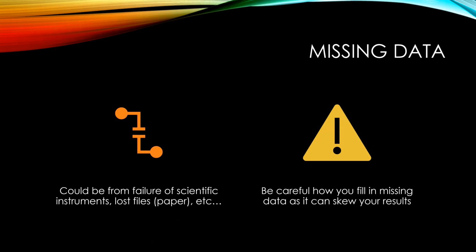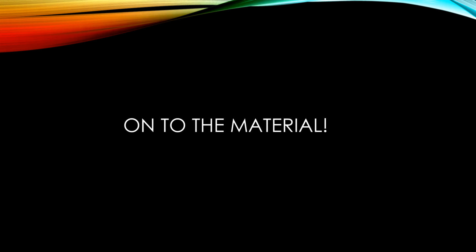Some examples of how you can have missing data: maybe you had some sort of scientific instrument that was measuring temperature data over time or something, and it failed. And now you have a block of time where there's no data. And so that might skew your data a bit. But you have to be really careful about how you fill in missing data, like null and NA fields, because that can also change how your model behaves in the end. So let's get on to the actual material.